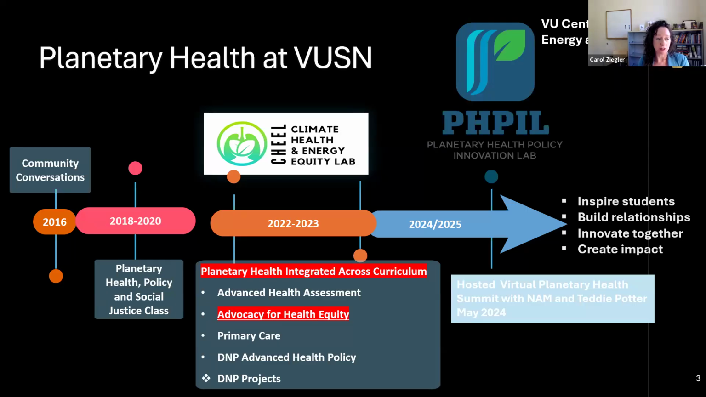This course, which I'm going to share with you today, is Advocacy for Health Equity, which all students take. It's part of a 3-course series. We have about 1,000 students at the School of Nursing at any given time, from MN to MSN to DNP to PhD, and they all have to have this course series. So they're all getting it at some point in time. And then we also have embedded it into our primary care courses, our DNP policy courses, and some projects.